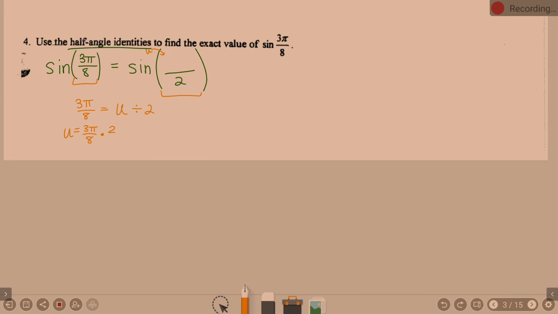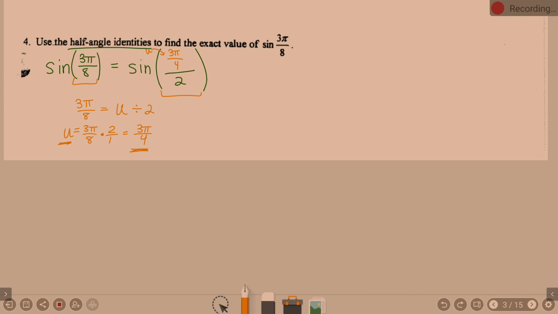FYI, this is always the step you'll take here. What is that? 6 pi over 8. Which is? 3 pi over 4. Yeah. So that is u. And so what am I putting up right here? 3 pi over 4. And that is what you'll use as you go through your formula.